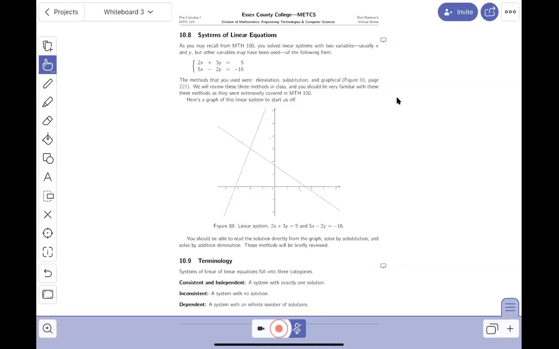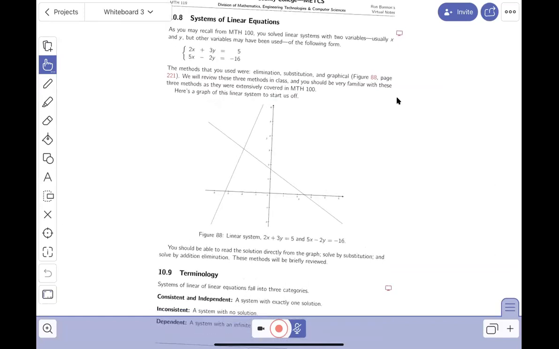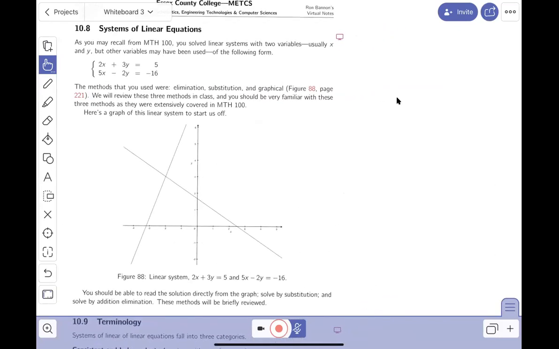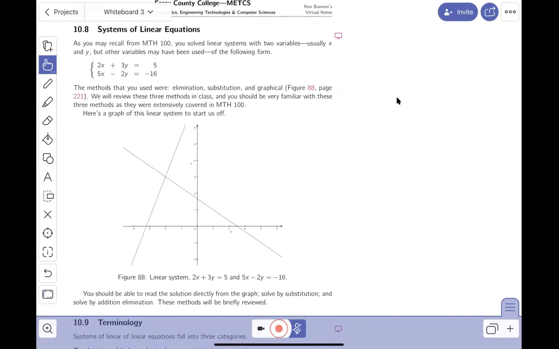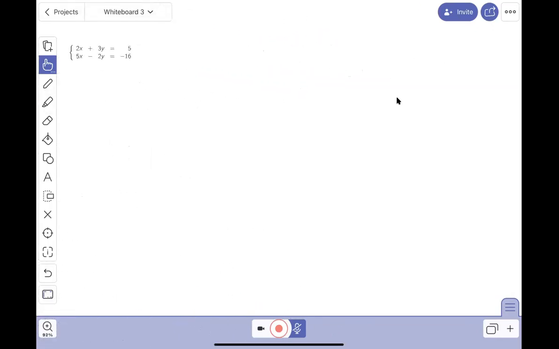Now, when I say I'm talking through the problem set, I'm talking through an example that you should be somewhat familiar with from Math 100. We're hoping that you can recall from Math 100 that you did solve a linear system of equations in two unknowns, typically x and y. So I'm going to write down the methods that you were presented in Math 100. And the way I'm going to do that, I'm going to talk about them one at a time. And we'll go back to notes in a second.